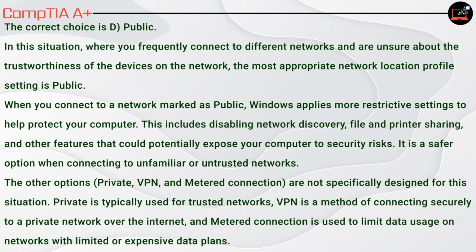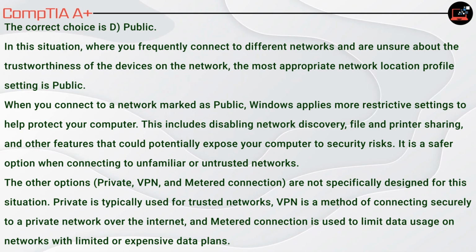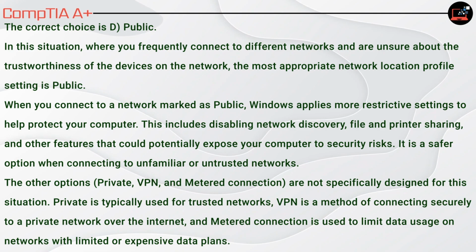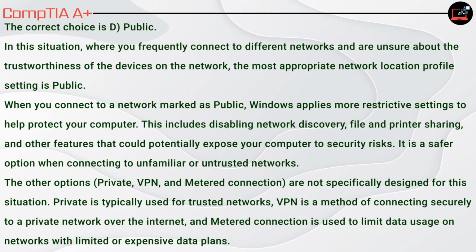The other options, private, VPN, and metered connection, are not specifically designed for this situation. Private is typically used for trusted networks. VPN is a method of connecting securely to a private network over the internet, and metered connection is used to limit data usage on networks with limited or expensive data plans.